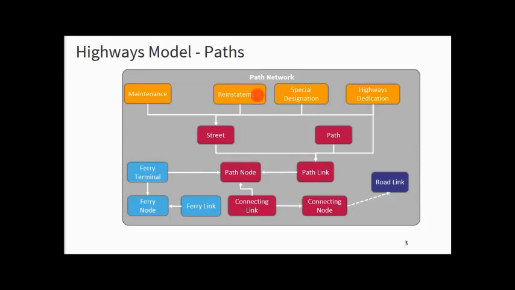And then on the top of the list, you have the asset management and geo-authoritative information, also the highway dedication information that relates back to the street, or also back to the path link. Highway dedication, for example, relates back to the path link and back to the street. However, the maintenance, reinstatement, and special designation only relate back to the street information.